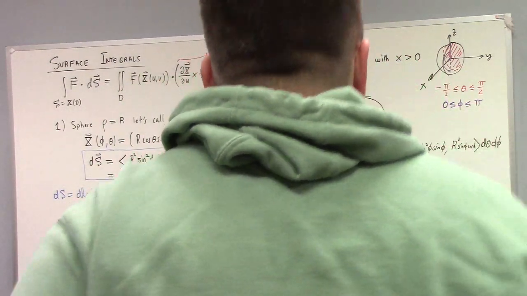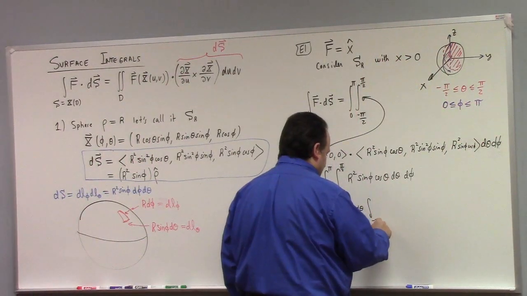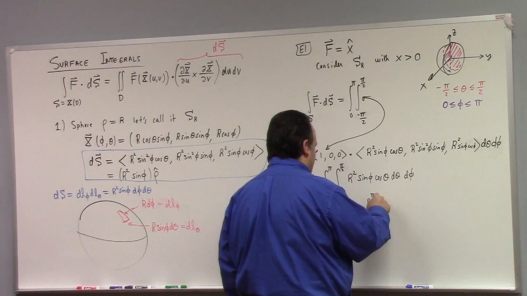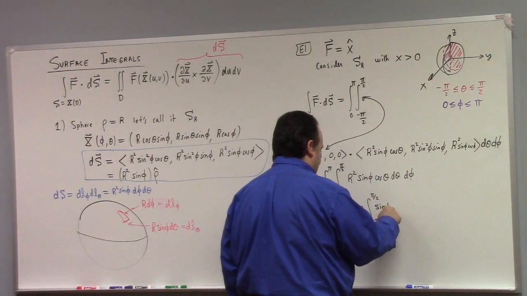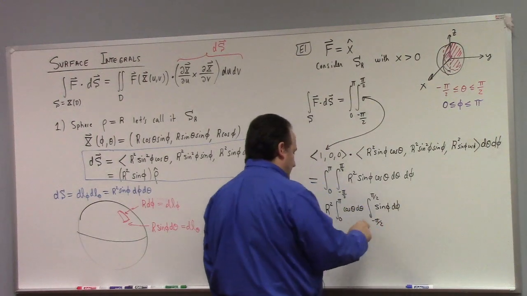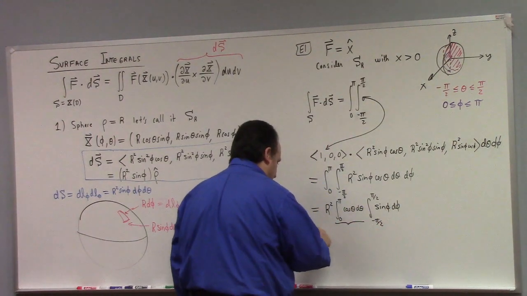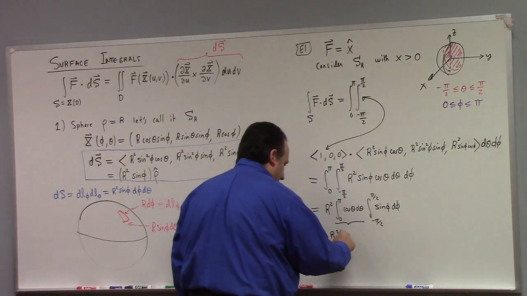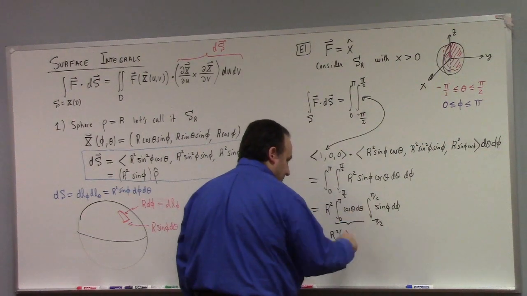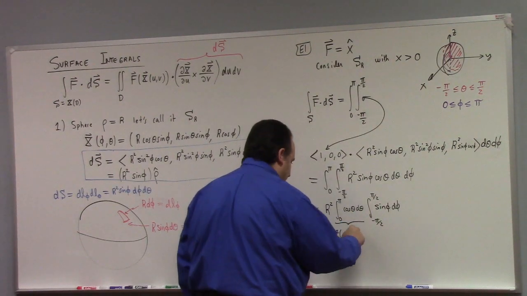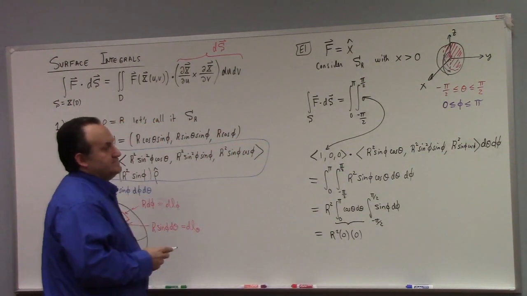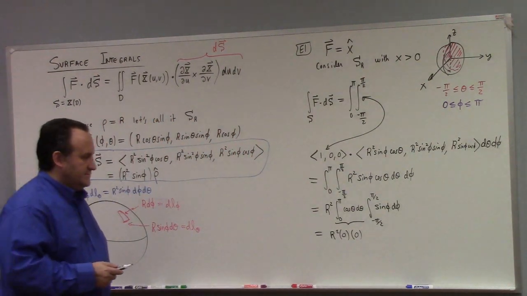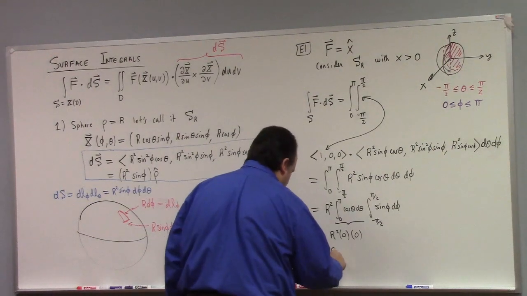What's the answer? It's obvious. You can tell me the answer here without calculation. Yeah, 0. Because this integration is 0, and that one is also 0. Goodness gracious. So it's 0, yeah.